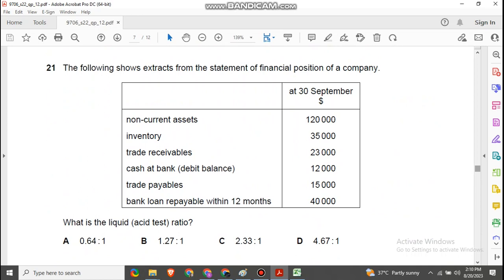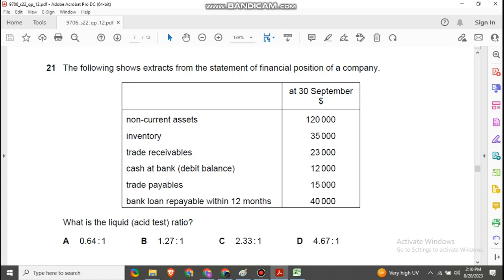So we need to identify what are the current assets we have here. Inventory is my current asset, trade receivable is my current asset, bank balance is my current asset. And then trade payable and bank loan repayable are my current liabilities. Okay, so liquid assets do not include the inventory, so we will not include inventory. So 23,000 plus 12,000, which is your 35,000. 35,000 divided by 15,000 plus 40,000, which is my 55,000.